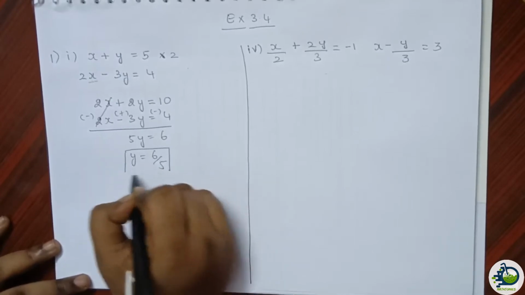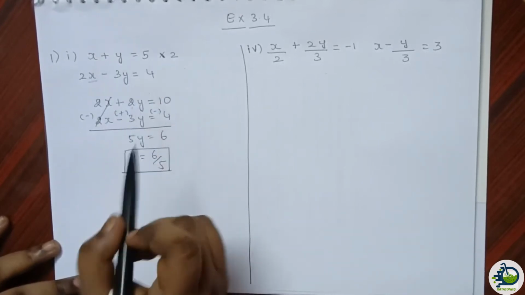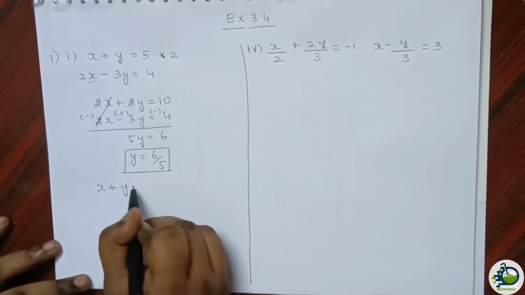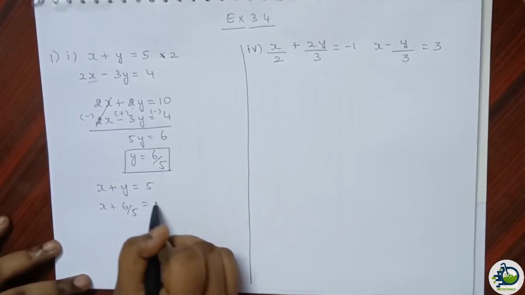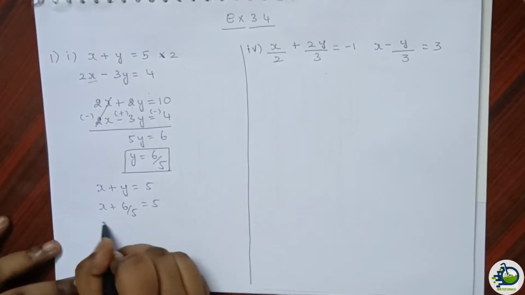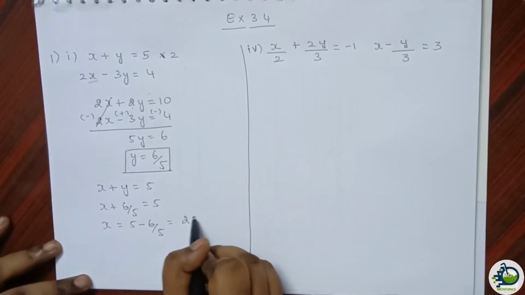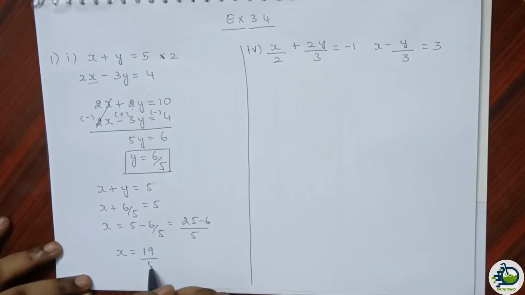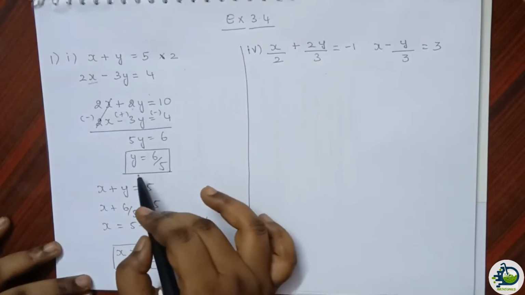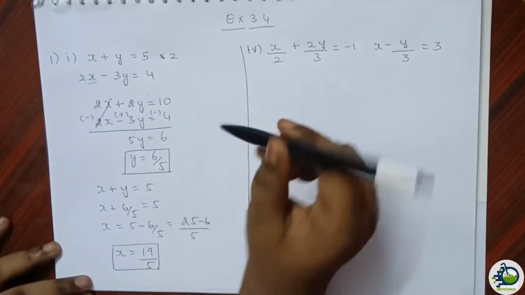Now we have to substitute this 6 by 5 in any one of the equations. I am substituting it in the first equation, x plus y is equal to 5. So instead of y, I substitute 6 by 5. When this 6 by 5 goes to the other side, x will be equal to 5 minus 6 by 5, which is equal to 25 minus 6 by 5. Therefore x is equal to 19 by 5. So x is equal to 19 by 5 and y is equal to 6 by 5 are the solution for this equation. Okay, let's move on to another sum.